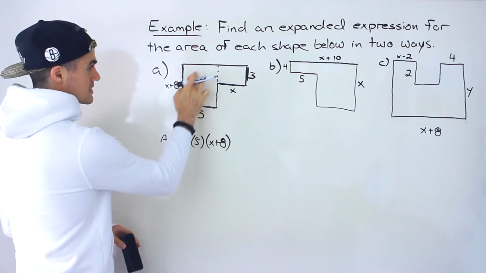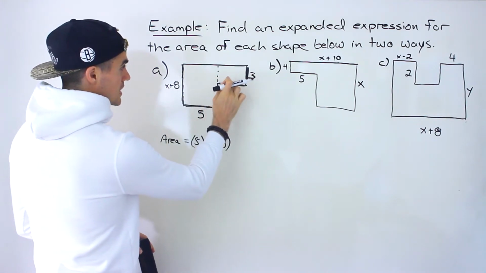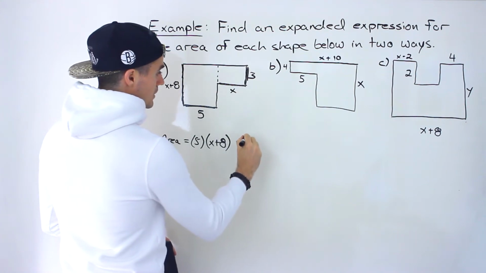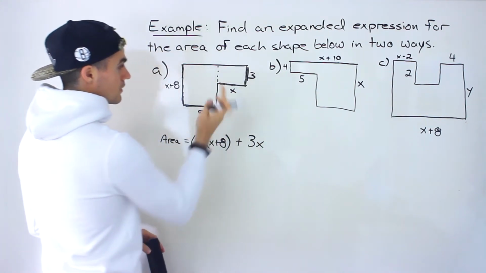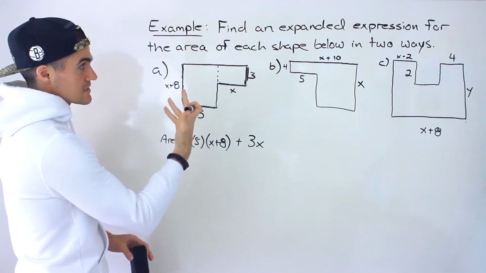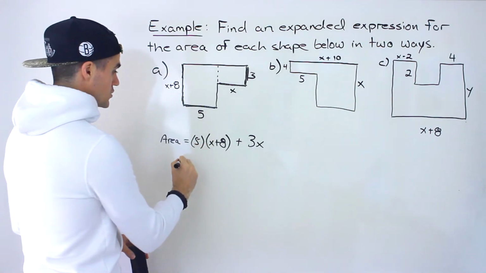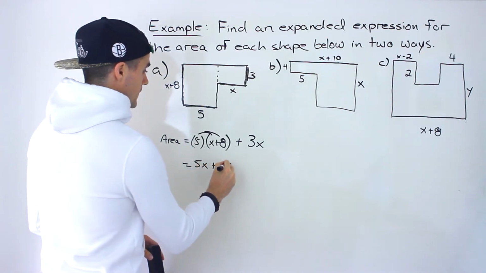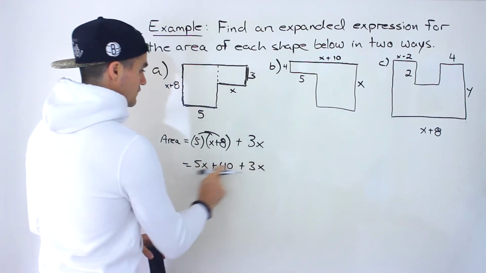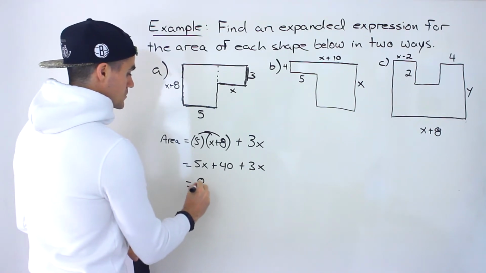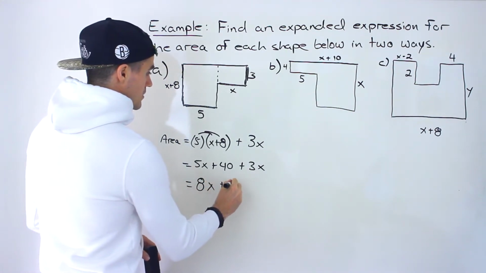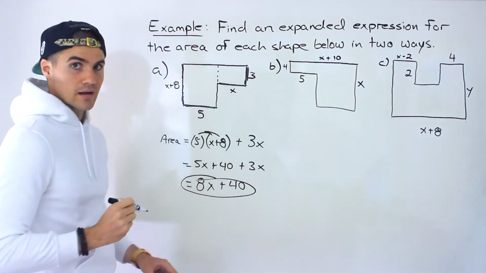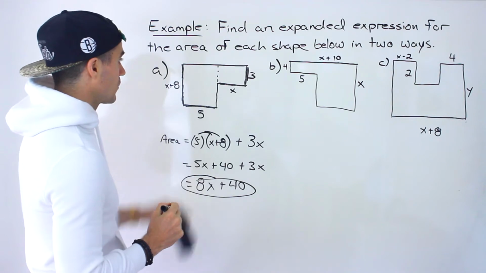So this here represents the area of this first rectangle, and then for this rectangle, we have the x and we have the 3, so that's just going to be 3x. That's going to be the area of that rectangle. And then this has to be an expanded expression, so we distribute the 5 inside the bracket. Notice the 5x and the 3x are like terms, so we'd end up with 8x plus 40. So that is the final answer. That ends up being the area for part A.